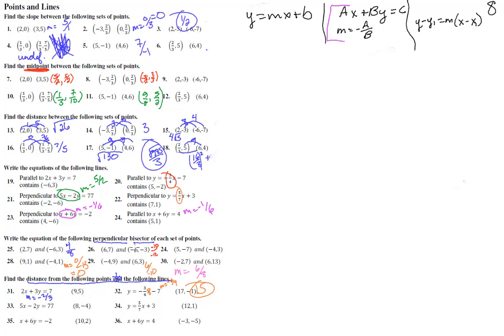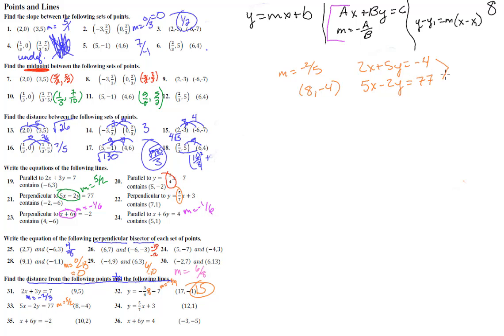Number 33. We have 5x minus 2y, so this slope is 5 halves. So if we have the slope of 5 halves, we want the slope of negative 2/5 to come in perpendicular to that line. And we've got to have the point 8, negative 4. So this gives us 2x plus 5y equals 16 minus 20 is negative 4. And we're trying to cross that with 5x minus 2y equals 77.